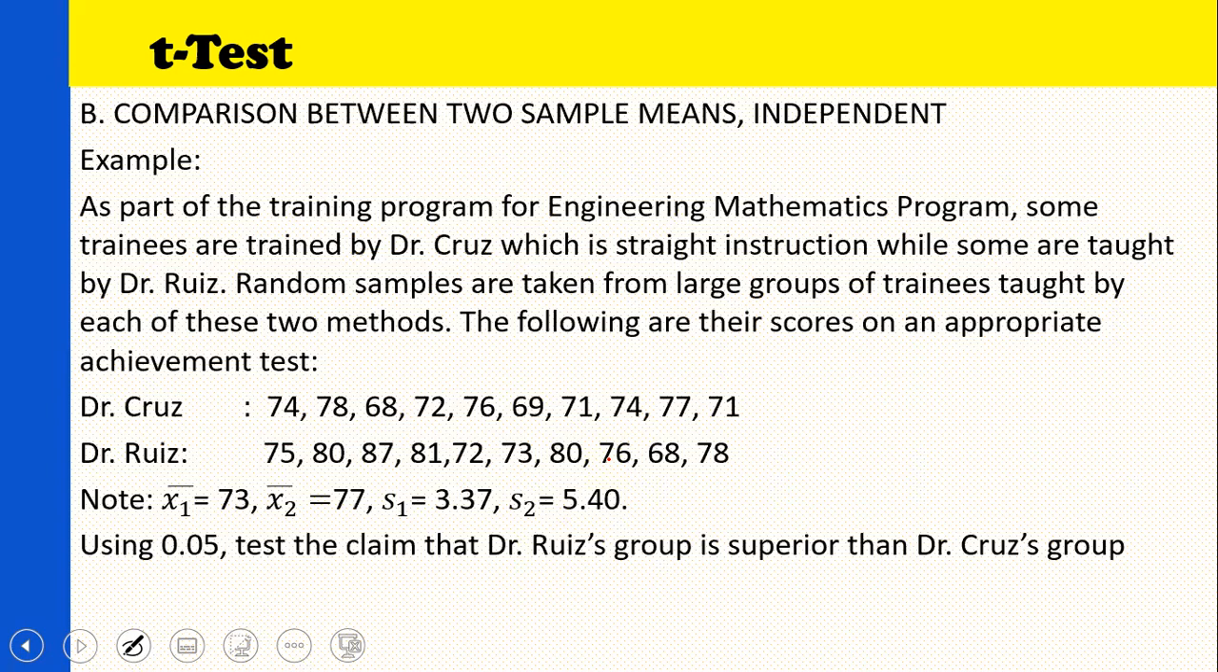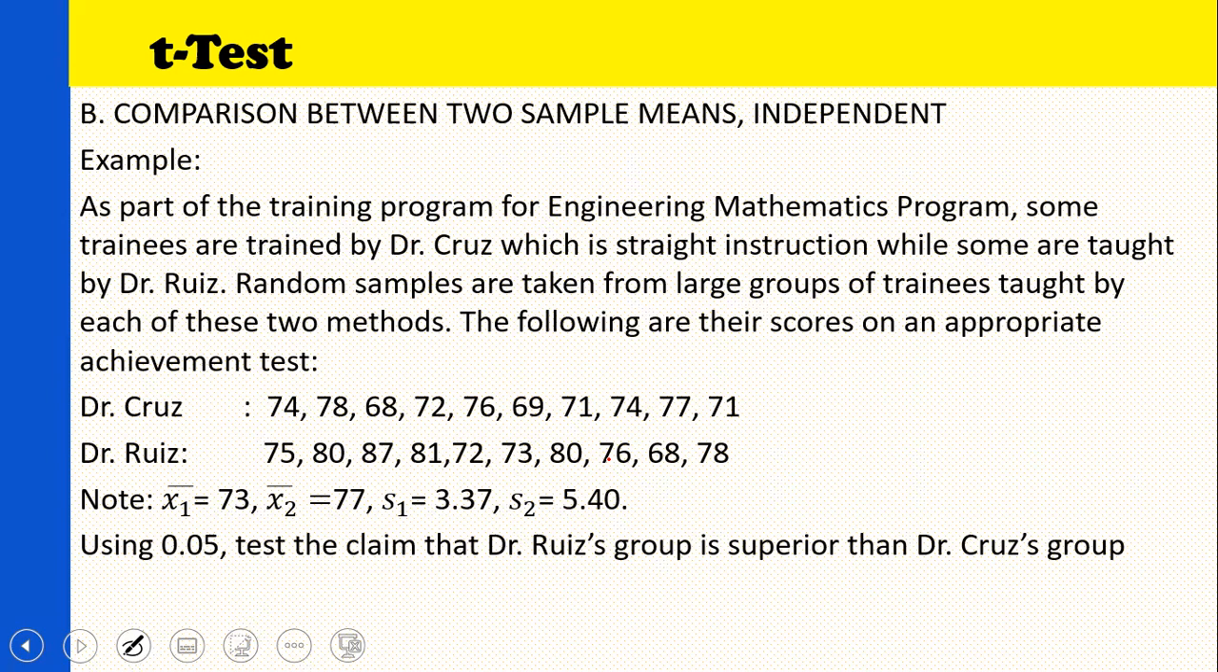Example number 1, under the comparison between two sample means. As part of the training program for the engineering mathematics program, some trainees are trained by Dr. Cruz, which is straight instruction, while some are taught by Dr. Ruiz. Random samples are taken from a large group of trainees taught by these two methods. The following are their scores on an appropriate achievement test. The scores of the students of Dr. Ruiz are as follows: 10, which is randomly taken.